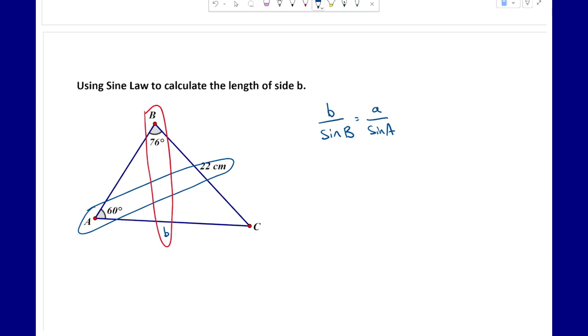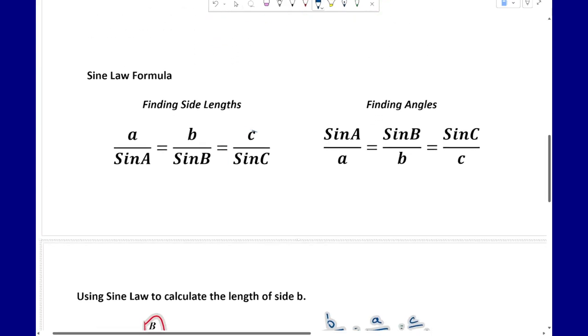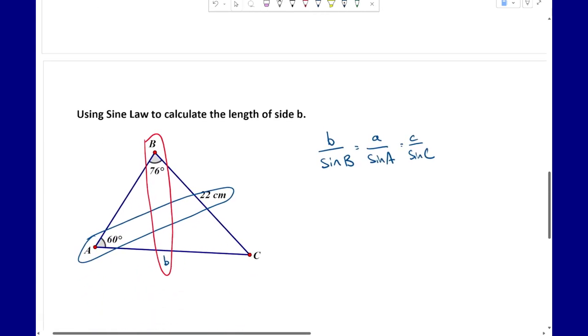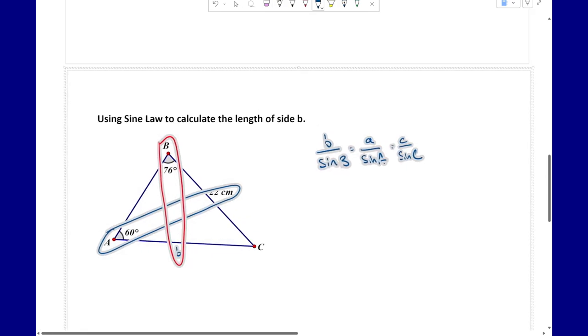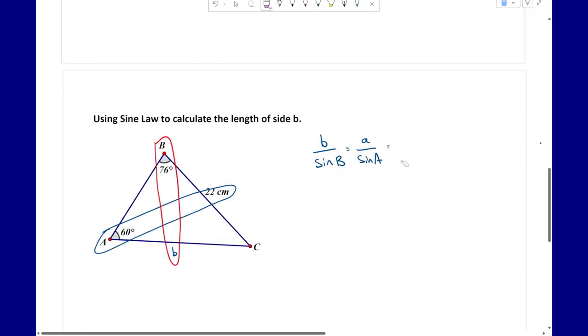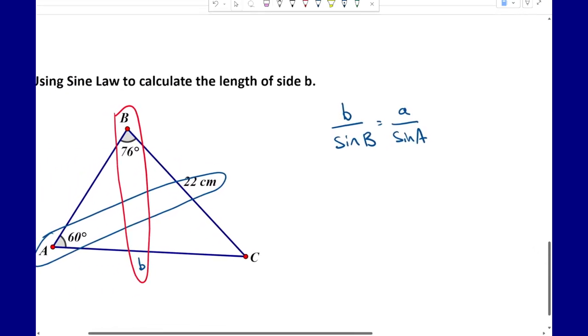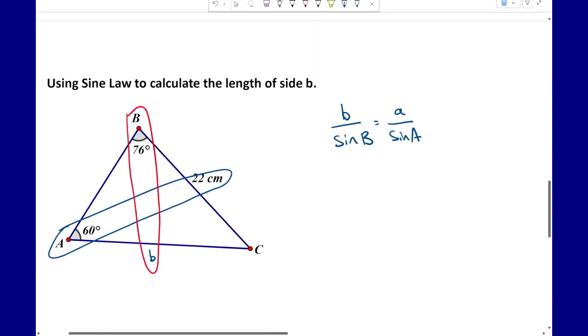You'll notice that we don't have the C over sine C like the formula does here. And the reason for that is because we have no information for C. So we don't have enough information to use that other ratio. Plus, we've never really dealt with an equation that had two equal signs in it. We're only used to one equal sign. So we're only going to use two ratios. It's going to look something like this.